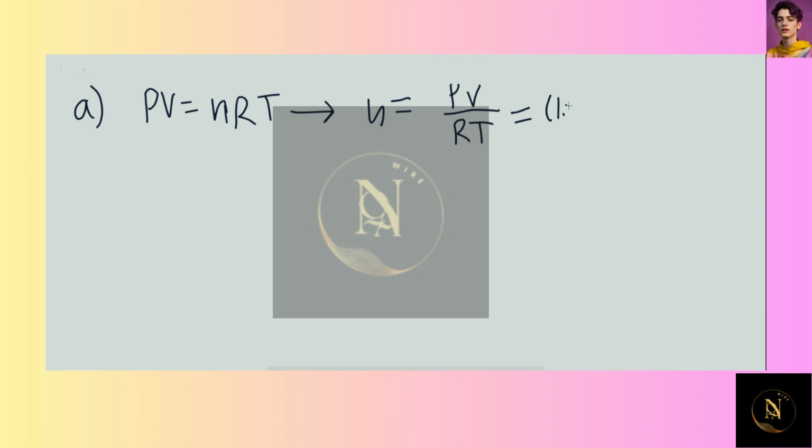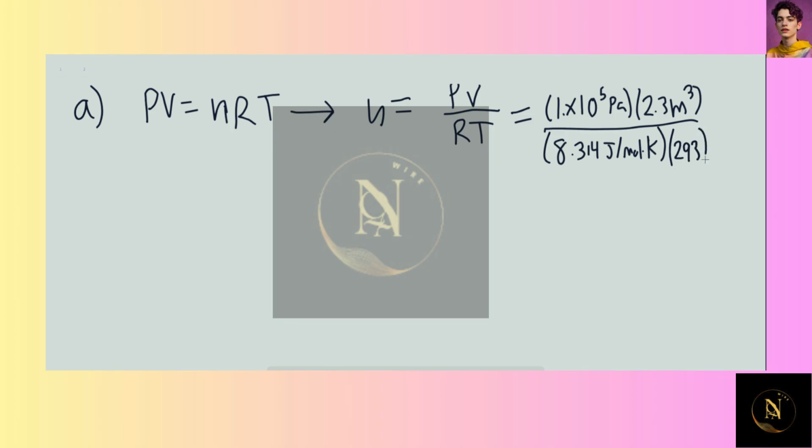Pressure in pascals is about 1 times 10 to the 5. We're given the volume, which ends up being 2.3 meters cubed. The gas constant's always 8.314, and its units are joules per mole Kelvin. And our temperature, which is 20 degrees, is 293 Kelvin. Remember, we have to convert to Kelvin and pascals to keep our units consistent. We are left with 95.64 mole, which is approximately 96 moles, which is what we were asked to confirm. So that's not so bad.